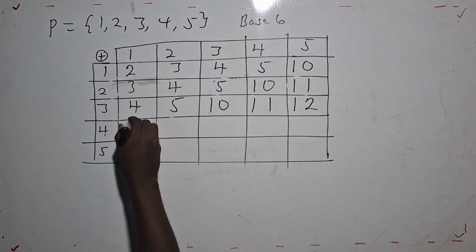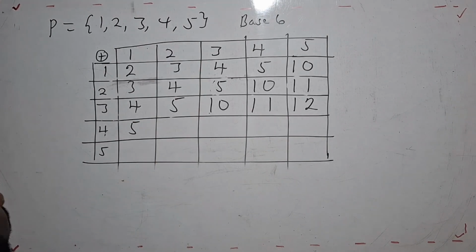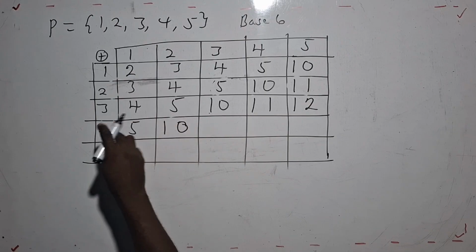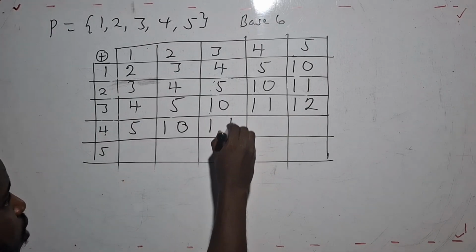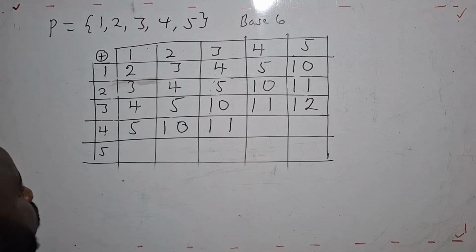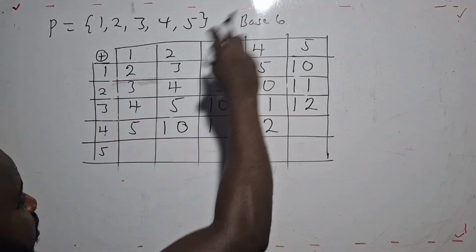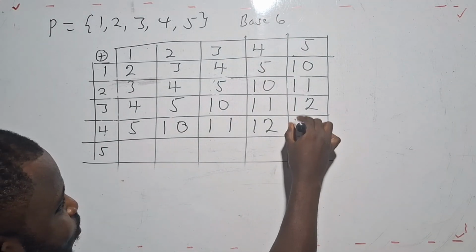Now 4 plus 1 is 5. It's accepted in base 6. 4 plus 2 is 6. 6 divided by 6 is 1, remainder 0. 4 plus 3 is 7. 7 divided by 6 is 1, remainder 1. 4 plus 4 is 8. 8 divided by 6 is 1, remainder 2. 4 plus 5 is 9. 9 divided by 6 is 1, remainder 3.